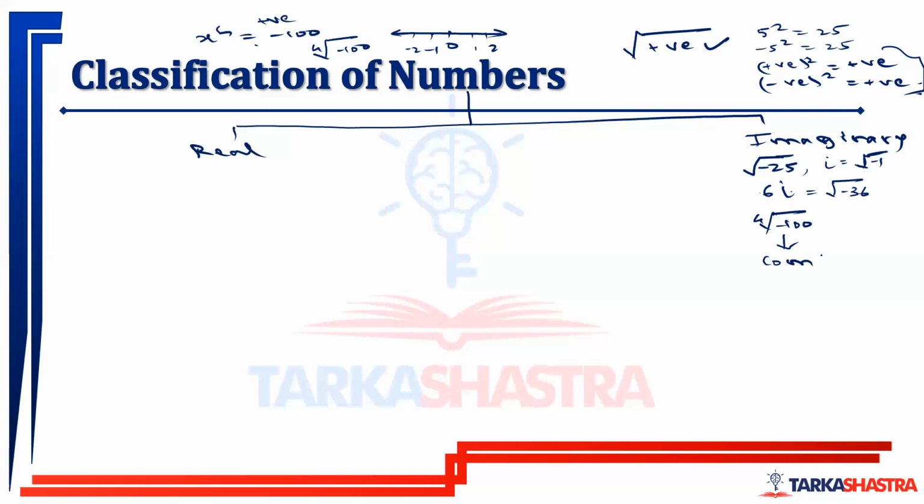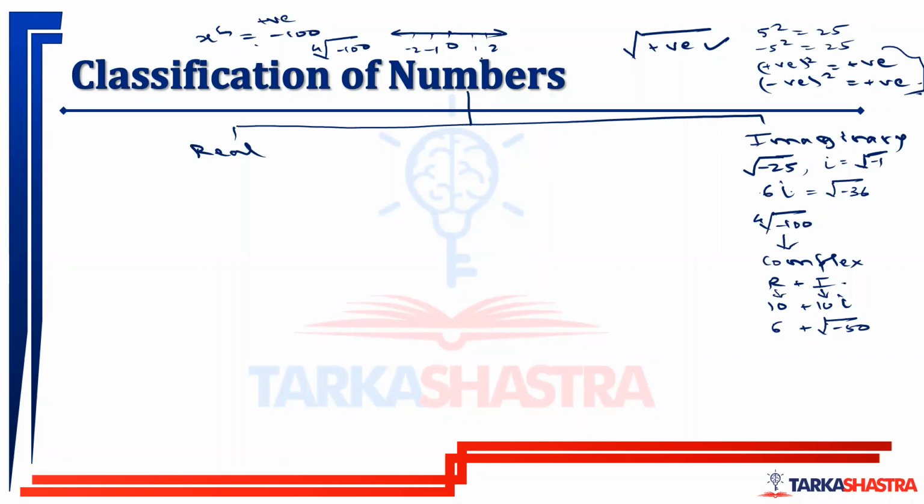From imaginary numbers we get complex numbers. Now what are complex numbers? Those which have a real part and an imaginary part. For example, 10 plus 10i has a real part and an imaginary part. 6 plus under root of -50 is also complex. So we'll be discussing complex numbers again in the chapter on surds and indices. But for now, we need to understand what complex numbers are. Complex numbers are those in which we have both a real part and an imaginary part. Okay.